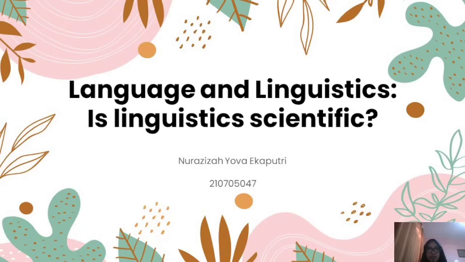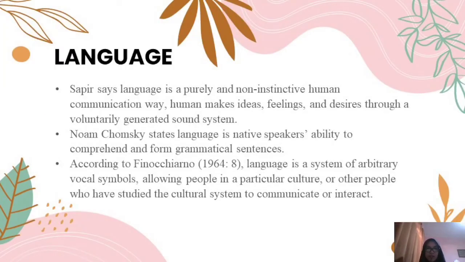The topic I'm going to explain is language and linguistics. First is language. These are some definitions of language by experts. 1. Sapir says language is a purely human and non-instinctive way of communication. Humans make ideas, feelings, and desires through a voluntarily generated sound system.